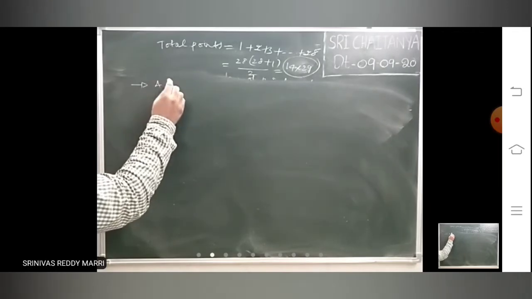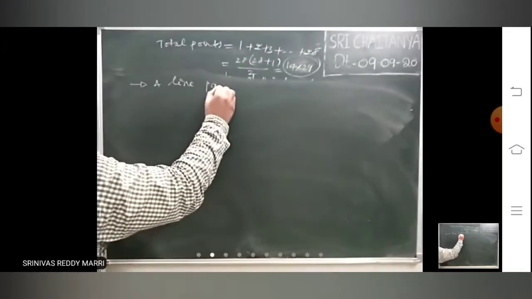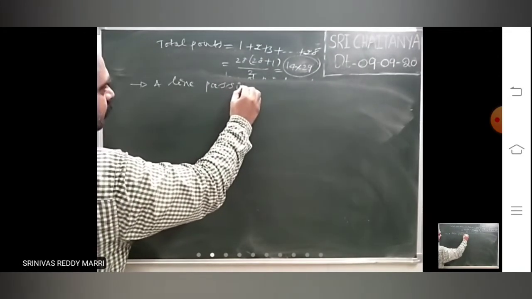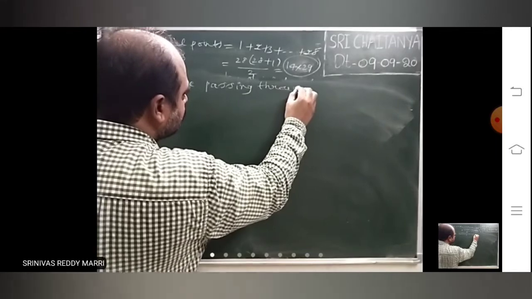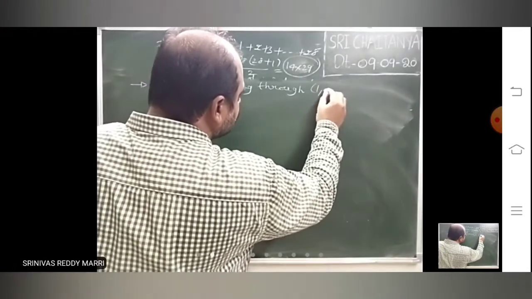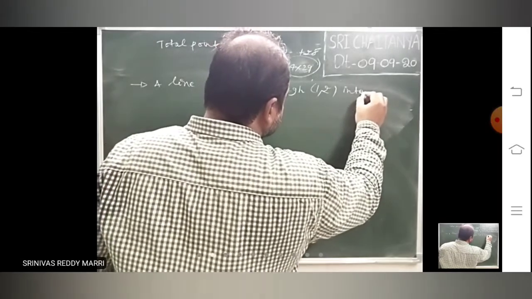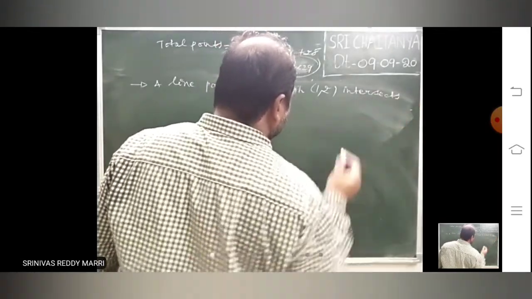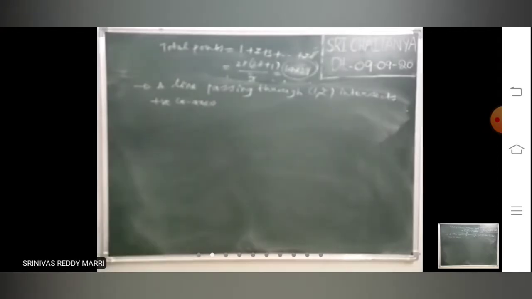Look at a line passing through the point (1, 2) that intersects the positive coordinate axes.